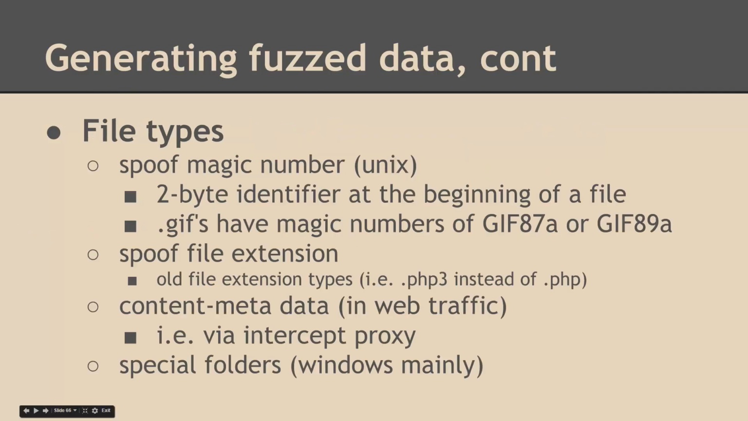File types are another interesting aspect of fuzzing. You can spoof magic numbers in Unix. You can spoof file extensions in Windows and Linux. And there are ways to play with content metadata and web traffic in the post fields. Another interesting aspect is that opening files for Microsoft Office products in special folders opens them with special permissions and can allow privilege escalation. And it doesn't require that the user's permissions allow putting those files in that folder. If I recall correctly, there are special folders in Windows that it just treats with priority.